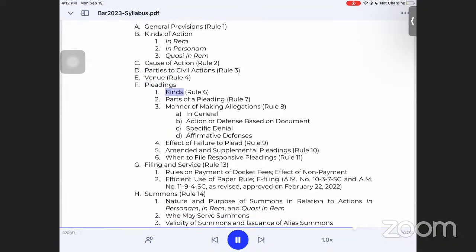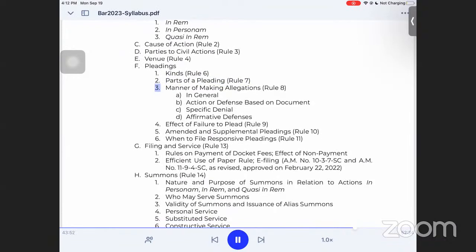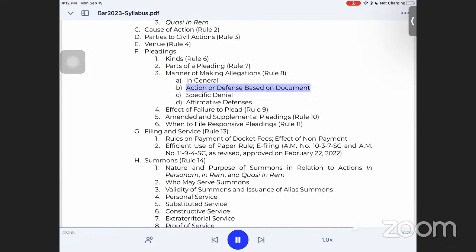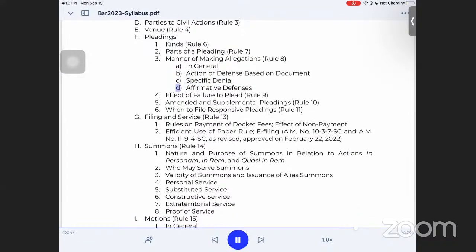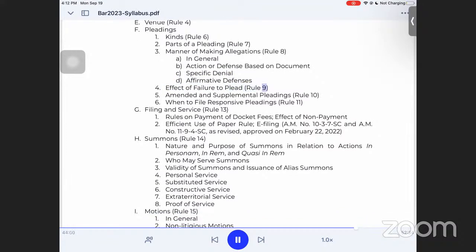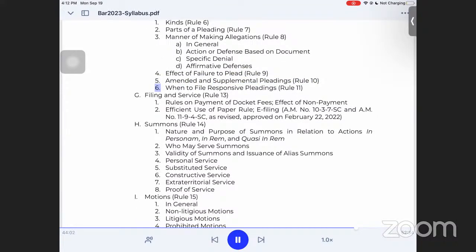Pleadings. 1. Kinds, Rule 6. 2. Parts of a pleading, Rule 7. 3. Manner of making allegations, Rule 8. A. In general. B. Actionable document. C. Specific denial. D. Affirmative defenses. 4. Effect of failure to plead, Rule 9. 5. Amended and supplemental pleadings, Rule 10. 6. When to file responsive pleadings, Rule 11.